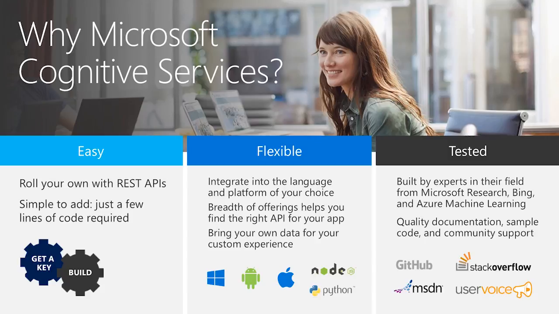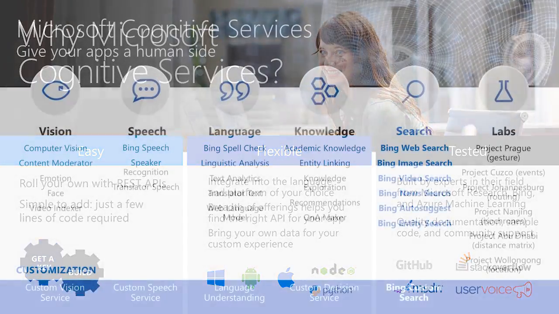We have got a breadth of intelligence and knowledge APIs, so developers will be able to find what intelligent feature they need, and importantly, they all work on whatever language, framework, or platform developers choose. These APIs are built by experts in their own field from Microsoft Research, Bing, and Azure machine learning teams. These capabilities are used across many first-party Microsoft products such as Cortana, Bing, and Skype.